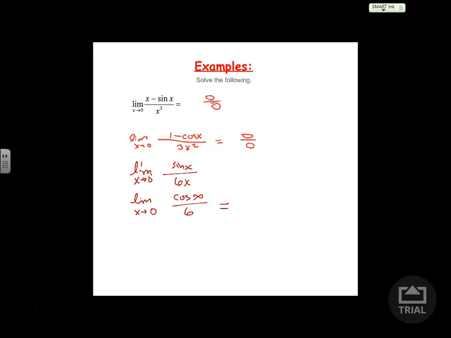Why do we keep going? Because now we have a 6 on the bottom. It's a possible answer. We're good to go. Just figure out what cosine of 0 is. So can you repeat L'Hôpital's rule and do it multiple times?